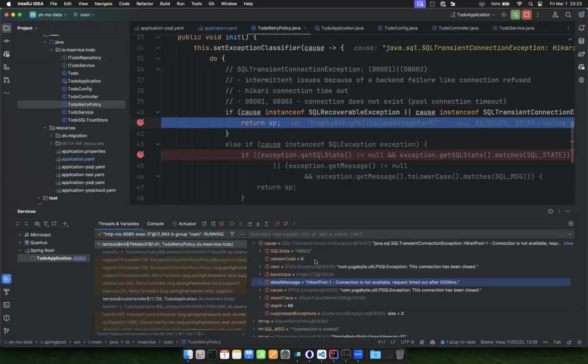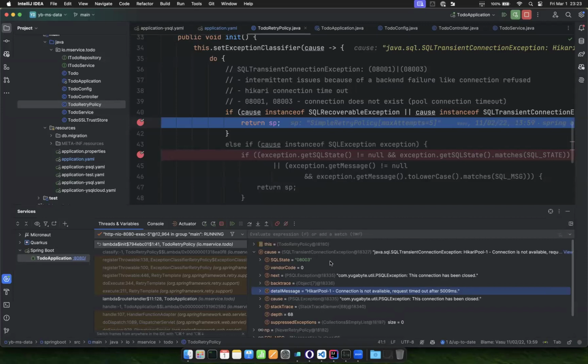So in this case also, we have hit the exception. The SQL state is 08003, saying that the Hikari pool connection is not available. The request timed out after five seconds, which is the connection timeout. So Hikari is not able to give you a healthy connection within 5 seconds. That's an indication that the pool is not able to establish a healthy connection to the nodes on the minority side.